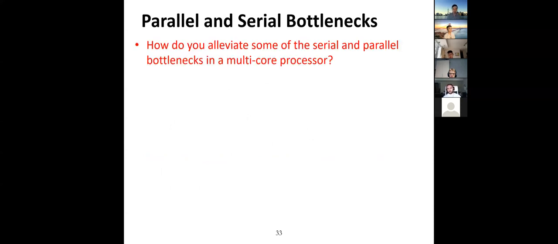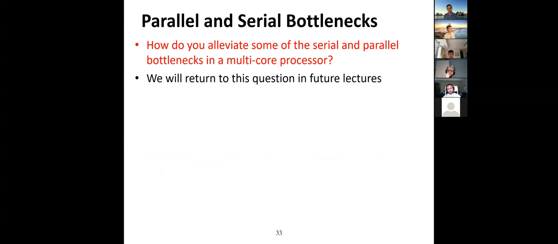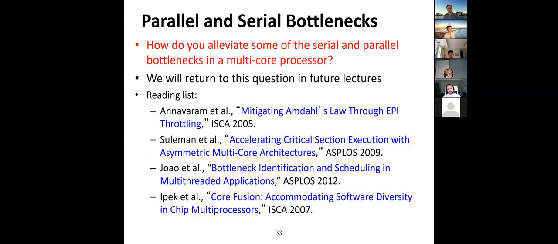Okay, so let's talk a little bit about parallel and serial bottlenecks. How do we evaluate some of the serial and parallel bottlenecks in a multi-core processor? We will return to this in future lectures. Slides will be shared as usual after the lecture. Here are some readings on how you can identify the critical sections and bottlenecks from some prior papers.